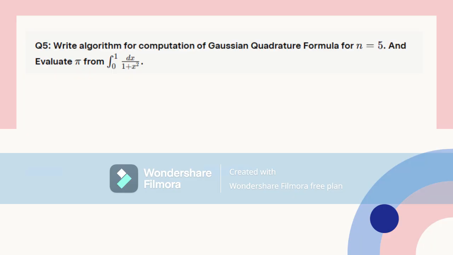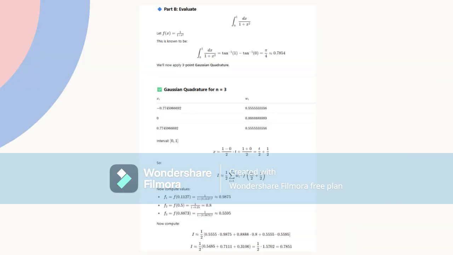The evaluation part: the integral of dx by 1 plus x square, when f of x is equal to 1 upon 1 plus x square. This is known to be tan inverse 1 minus tan inverse of 0, which is pi by 4, which is also equal to 0.7854.